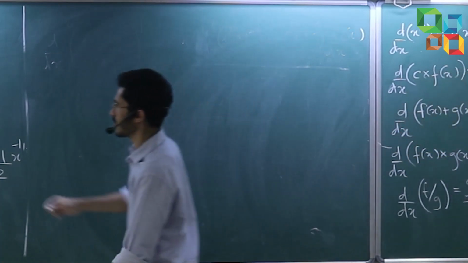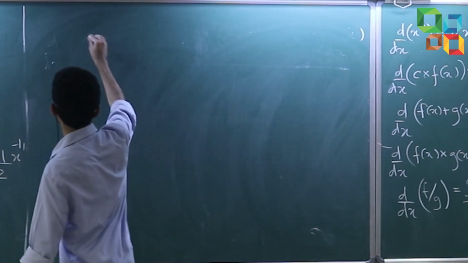Okay. So denominator, so here it is 3x square plus.